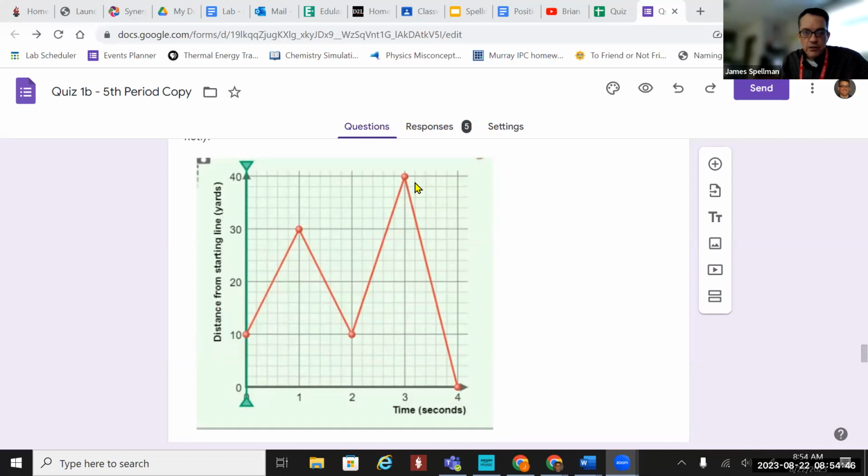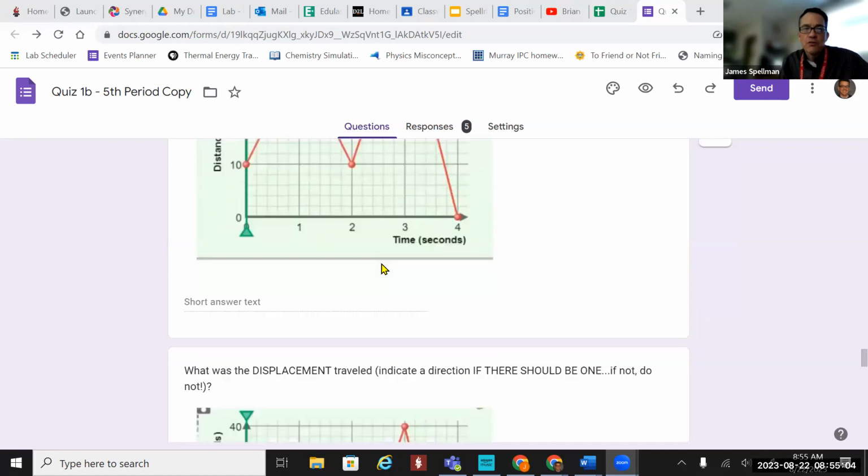We go from 10 to 40. Again, I'm just looking at the y-axis. So up 20, down 20, up 30, and then back down 40. So if we put all that together, 20 plus 20 is 40, plus 30 is 70, plus 40 is 110. So the total distance is 110 yards.